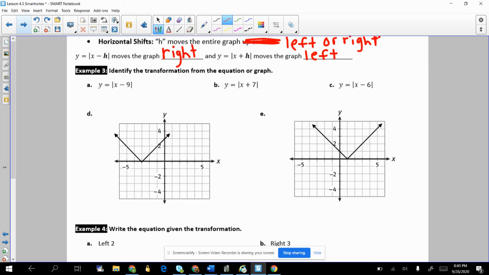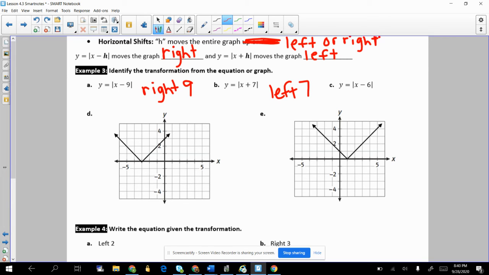So in this case, it has to be inside the absolute value bars. So in this one, it says y equals the absolute value of x minus 9. So this moves to the right 9. And then this one says y equals the absolute value of x plus 7, all inside the absolute value bars. So this means it would move to the left 7.